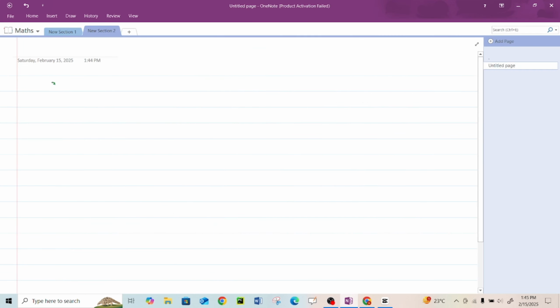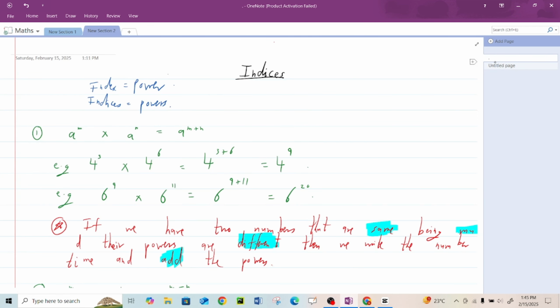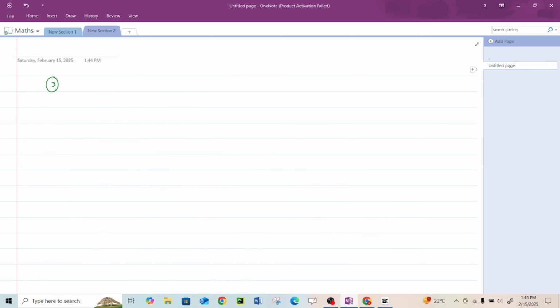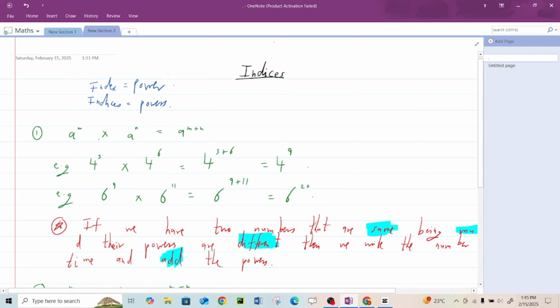Next up, we have the next rule. Now this is going to be a bit different. For example, the last one, we did a^m times a^n equals a^(m+n). Now it's going to be a bit opposite. Before, we had the same number, different powers. Now we're going to have different numbers, but the same power.